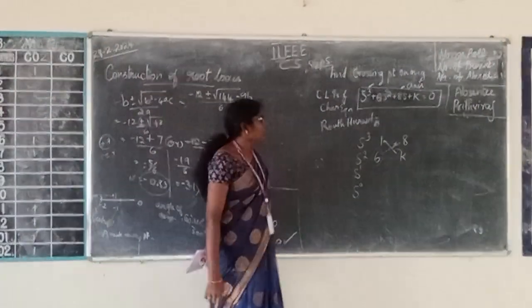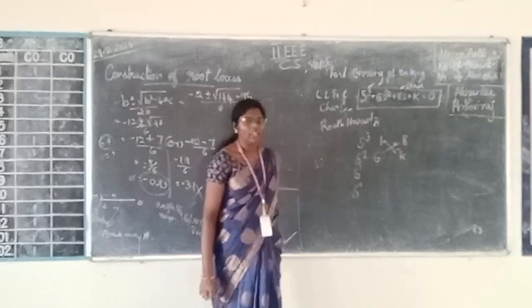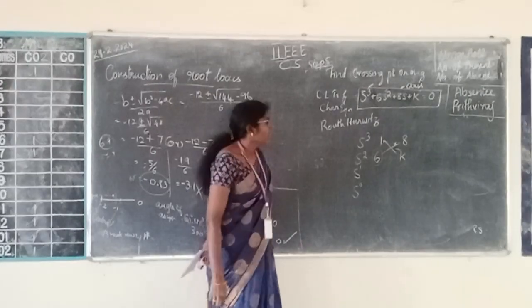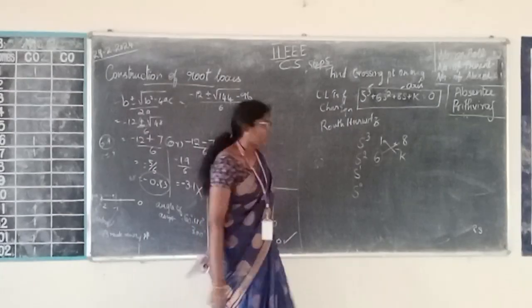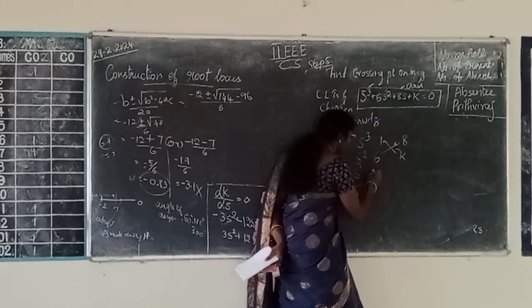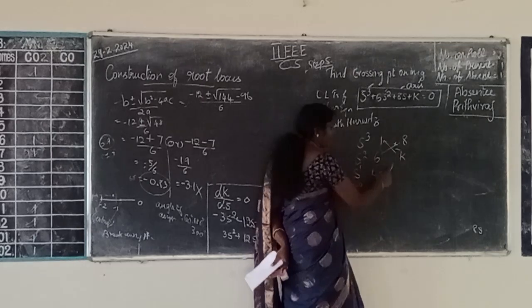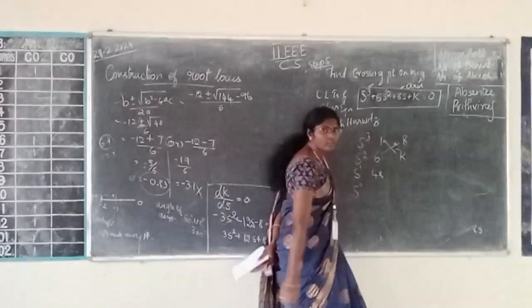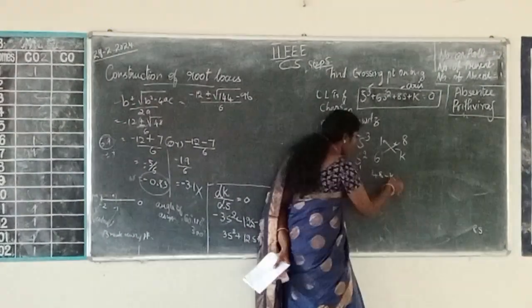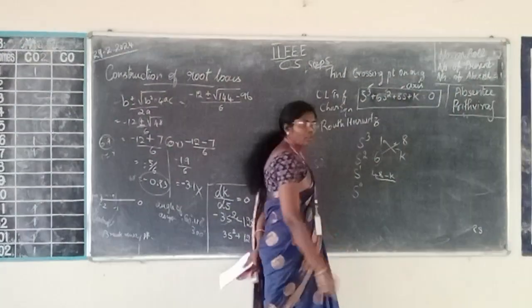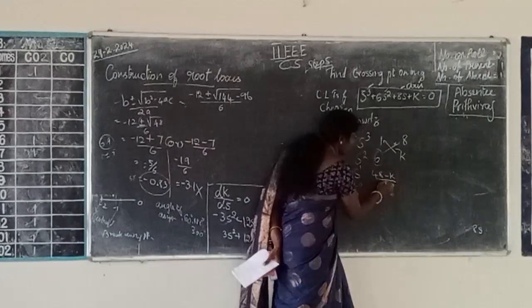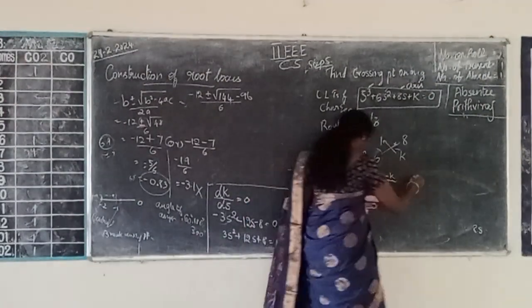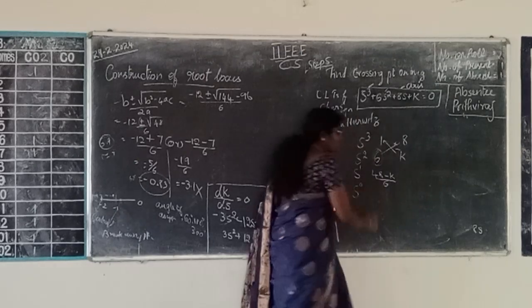Next, for S square you have to consider the even powers. S square coefficient is 6. The constant K is present. So 6 times 8 is 48, and then minus K into 1, that is minus K, divided by the first term, that is 6.